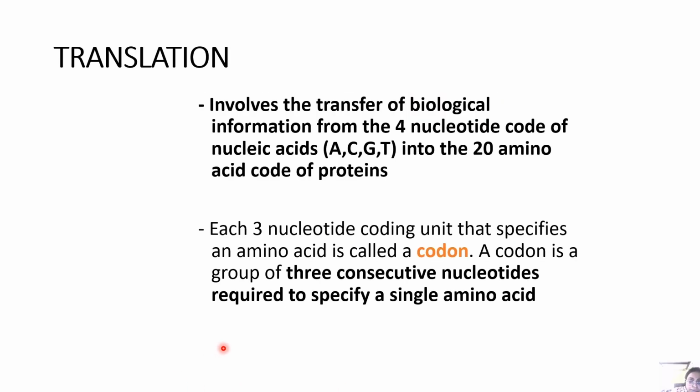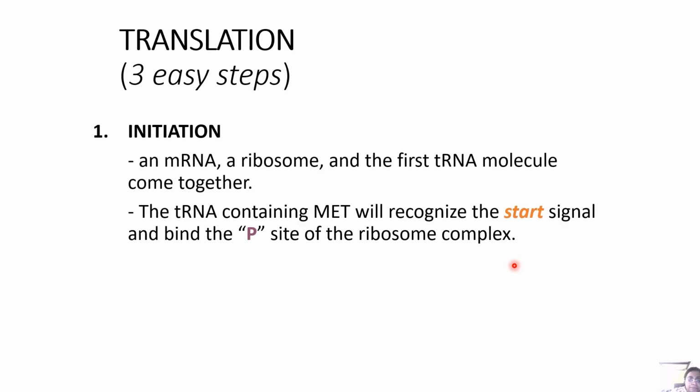So what is translation? Translation involves the transfer of biological information from the 4 nucleotide code of nucleic acids, ACGT, or adenine, cytosine, guanine, and thymine, into the 20 amino acid code of proteins. Each 3 nucleotide coding unit that specifies an amino acid is called a codon. A codon is a group of 3 consecutive nucleotides required to specify a single amino acid. And if we talk about translation, it has 3 easy steps.